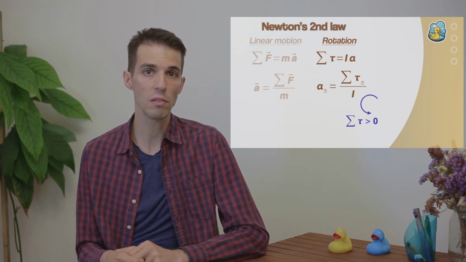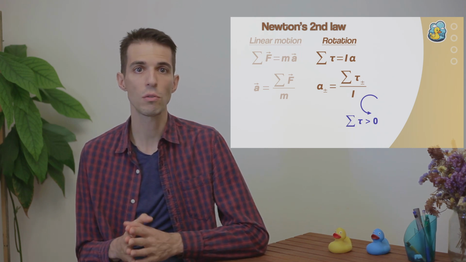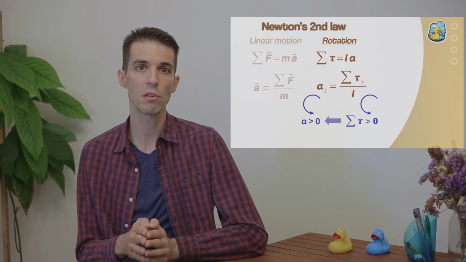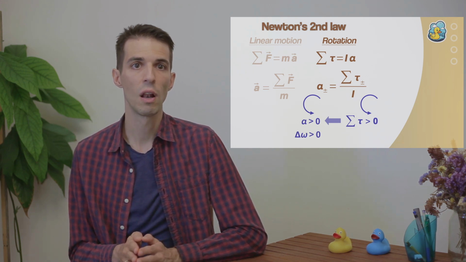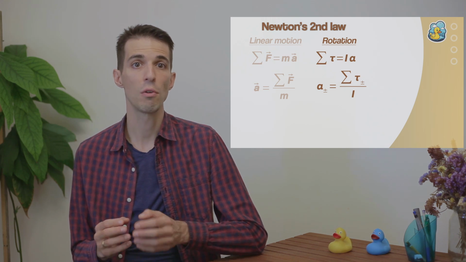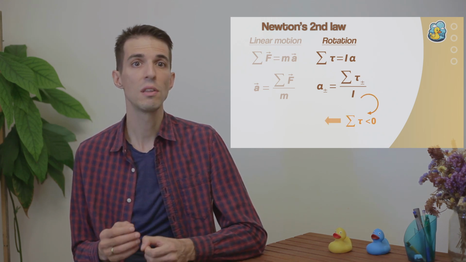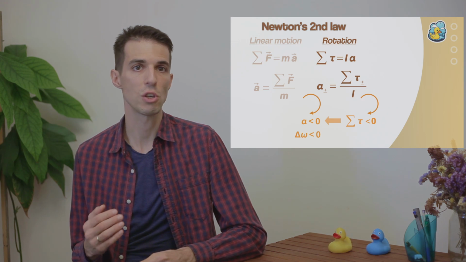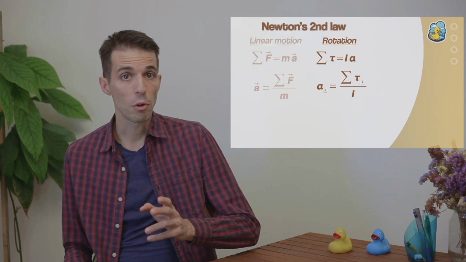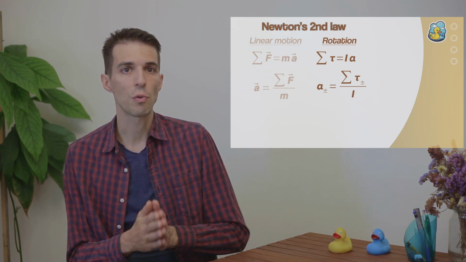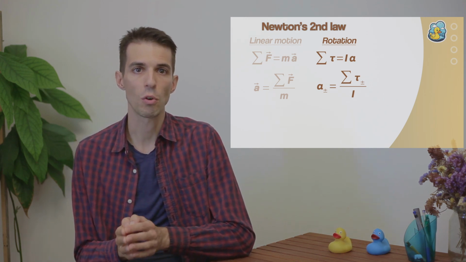So, a positive counterclockwise resultant torque causes a positive angular acceleration and a counterclockwise change in angular velocity. If the sum of all torques is, however, negative, clockwise, the angular acceleration and change in angular velocity will be clockwise too.